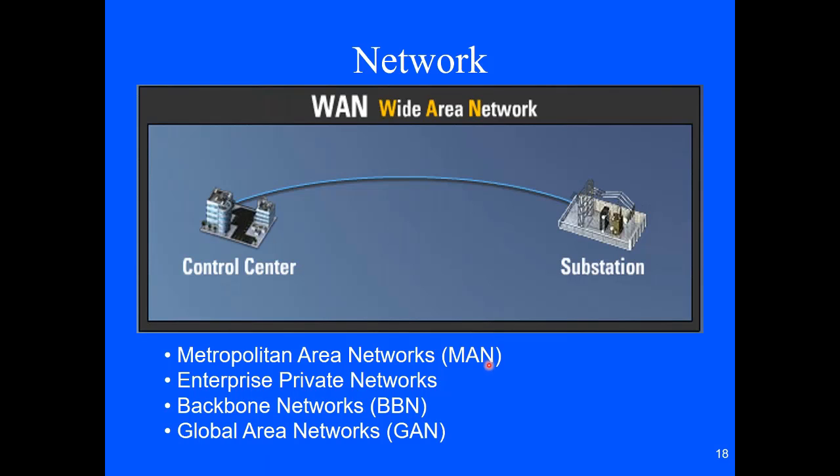And this is where we get into firewalls. You may hear of a MAN, that's metropolitan. BBN is backbone networks. GAN is a global area network. So there's a bunch of different terminologies that we get into.